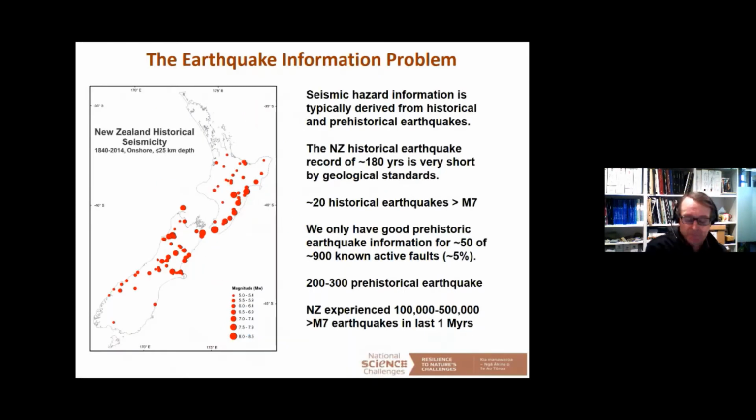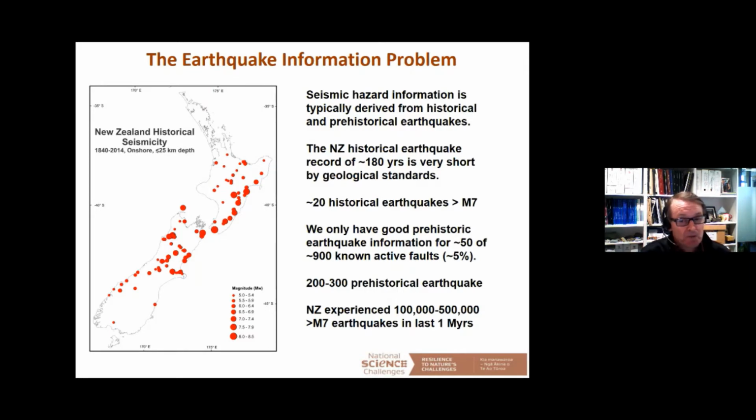Okay, so the rationale for using the earthquake simulators really revolves around the earthquake information problem. Essentially, to summarize that, to get information about seismic hazards, we need to have earthquakes to work with. And the problem is that we can either use historical earthquakes, so in New Zealand, those are earthquakes that have happened over the last 180 years. And in that case, if we look at those historical earthquakes, we have roughly about 20 that are greater than magnitude 7 and close to land.